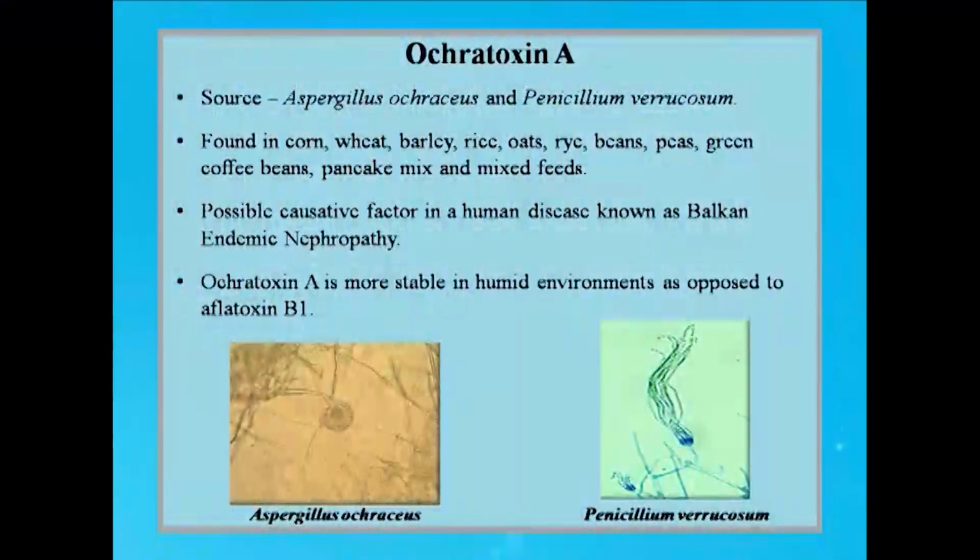Coming to the next mycotoxin, called ochratoxin A. This ochratoxin A is produced by Aspergillus ochraceus and Penicillium verrucosum. It is found again in corn, wheat, barley, rice, oats, and coffee beans, and this toxin is responsible for a disease known as Balkan endemic nephropathy. Ochratoxin is more stable in humid conditions in contrast to aflatoxin B1.